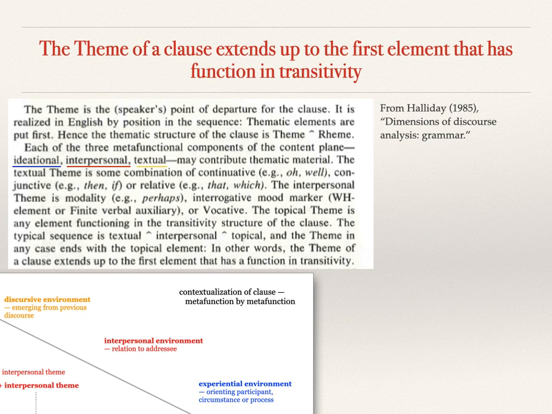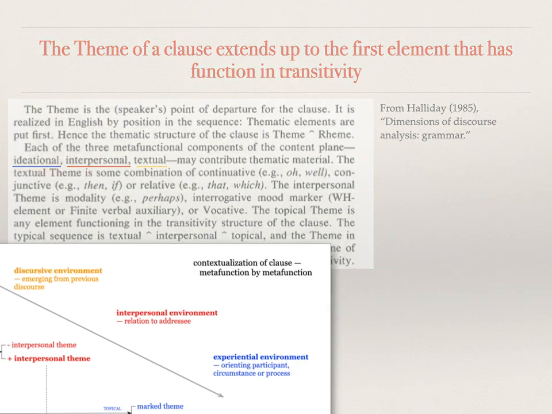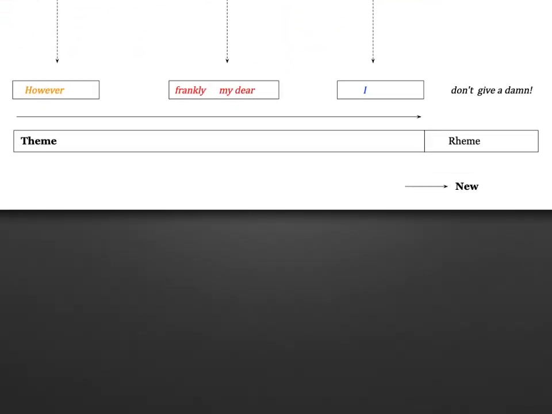And let me illustrate this with a slightly doctored example with what you might say is a maximally extended theme, starting with the textual, however, interpersonal, actually two steps, frankly, my dear, and topical. So in this example, however, frankly, my dear, I don't give a damn. The theme extends up to and includes the first element in the transitivity structure, participant I, and is preceded then by a textual phase, however, and by an interpersonal phase, frankly, my dear.